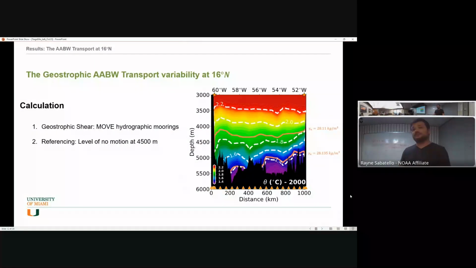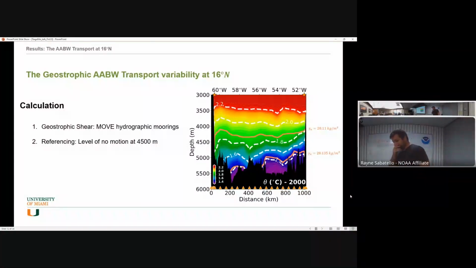The other reason is that numerical simulations that have been used to investigate this precise topic have all shown a level of no motion across 16 North of around 4,500 meters. All right, and here I'm talking about Gokhan's work that has been published a couple of years ago. So from UCAR, his group has shown that 4,500 meters in terms of numerical simulations is also a good level of no motion.